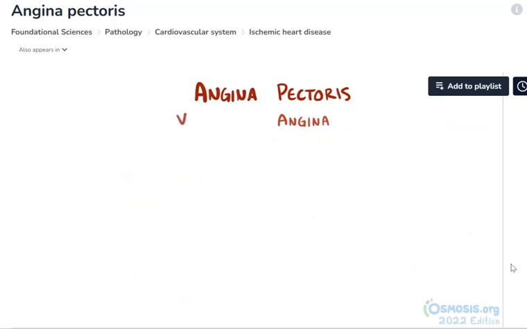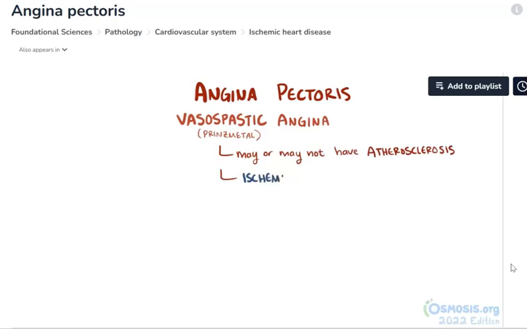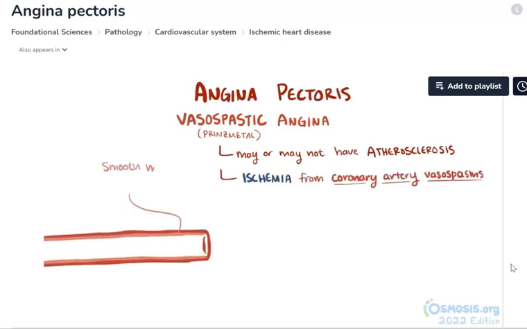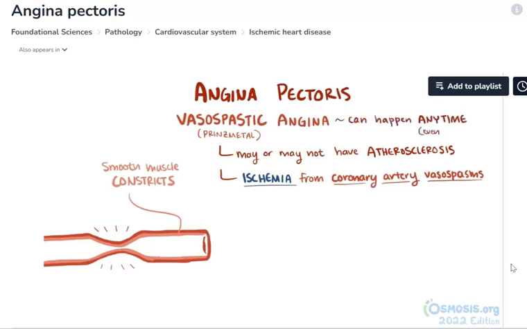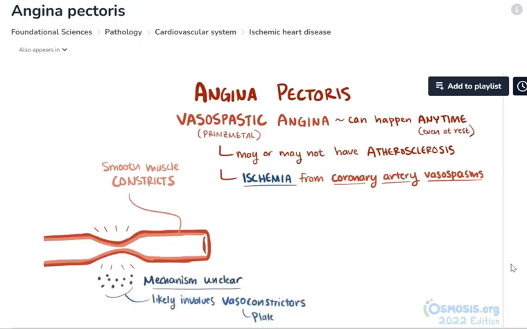Now, a third type of angina is vasospastic angina, also known as Prinzmetal angina, and patients may or may not also have atherosclerosis. Ischemia and resulting chest pain is due to coronary artery vasospasms, meaning the smooth muscles around the arteries constrict extremely tightly and reduce blood flow enough to cause ischemia. Episodes of vasospastic angina don't correlate with exertion and can happen any time, including at rest. The underlying mechanism causing vasospasms isn't well understood, but likely involves vasoconstrictors like platelet thromboxane A2.